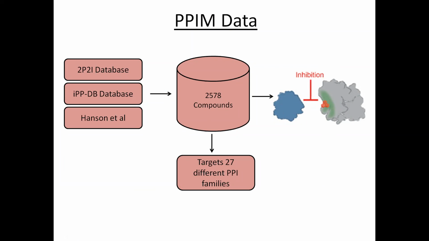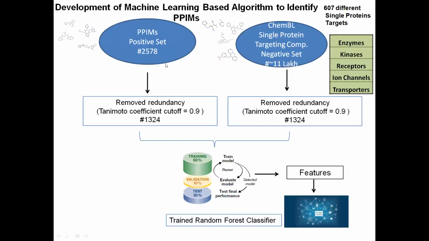So what you find is, you could find some 2,578 compounds which are known to be inhibiting a PPI somewhere or other, and they are targeting 27 different PPIs, and these are the databases from which this compound list was taken. So that is your 2,578, which is your positive data set.